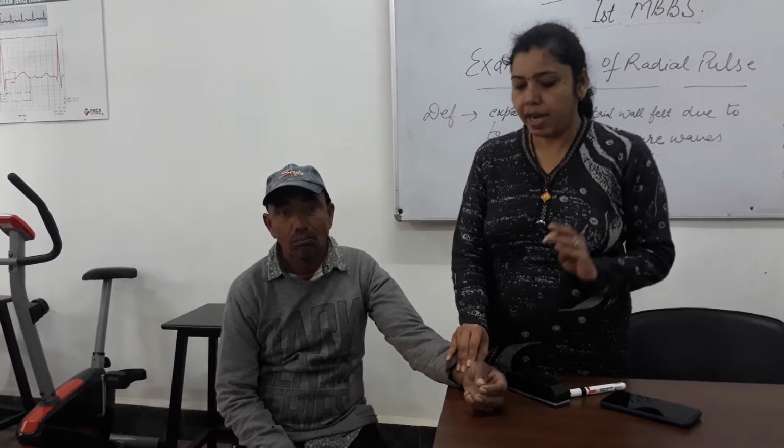So what parameters do we have to cover for examining the radial pulse? First is the rate. In rate you have to count the pulse for 1 minute. Normal pulse rate is 60 to 100 beats per minute. Less than 60 is called bradycardia and more than 100 is called tachycardia.